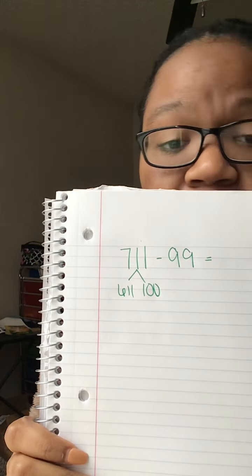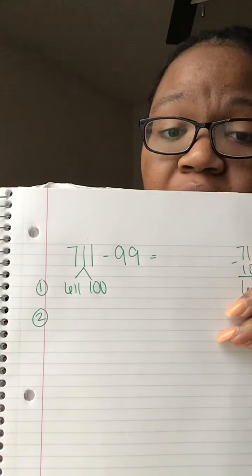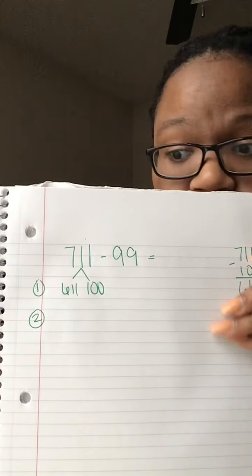So we figured it out. So 100 plus that 611 equals 711. So we just broke that number apart. We broke 711 apart. All right, that was step 1. Step 2. What do we do for step 2? It's time to subtract. Oh, this one should be pretty easy.